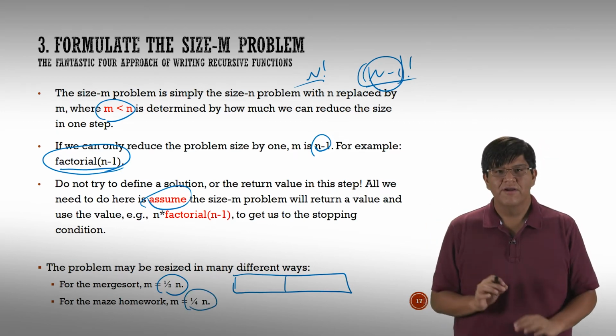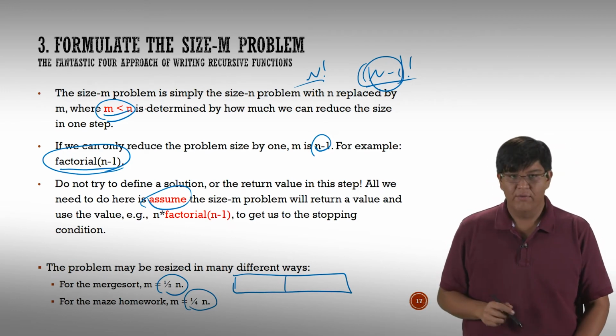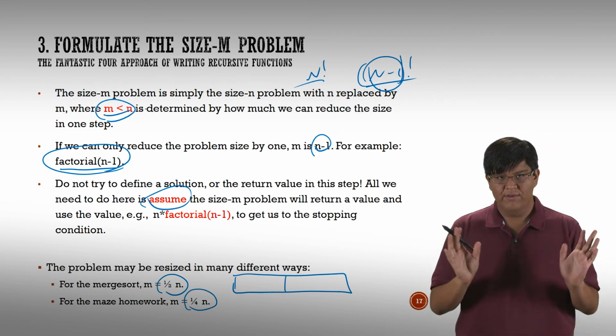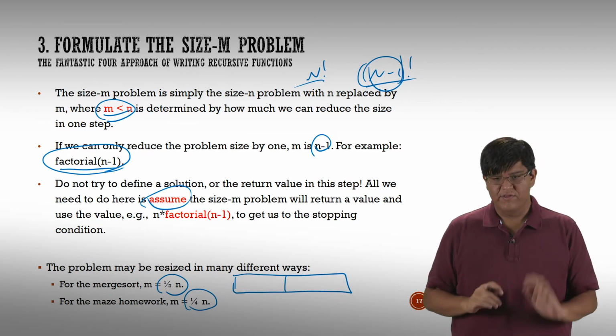So your breakdown can be a little bit different. What's really important is this bit over here: no matter what, n is less than m. That's what matters. It could be minus 1, divided by 2, divided by 4. Just as long as it's smaller, life is good.